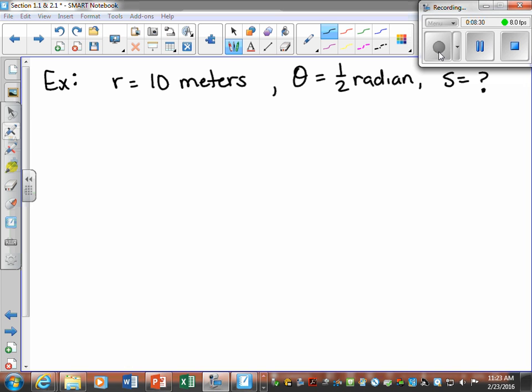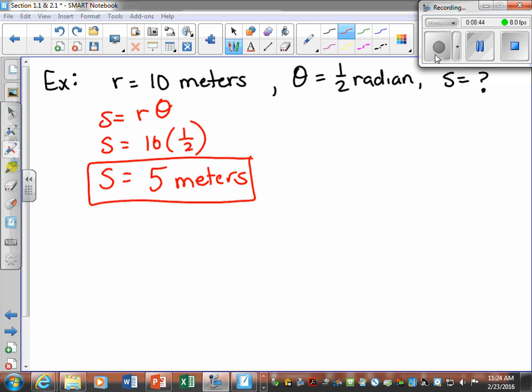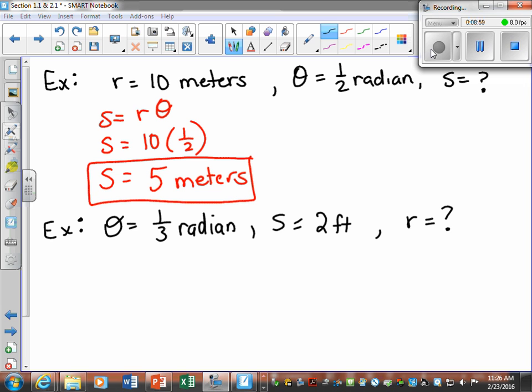For this next example, I gave you an abbreviated version. It's the same word problem as the last one, but this is all your given information. So your radius, your radians, and it's asking you for S. So plug that in the formula and solve. Okay, so basically you plug in the given information and solve for S. Multiply that. Make sure this looks like a 10. 10 times a half, which is just 5. Okay, I'm going to give you another one too.